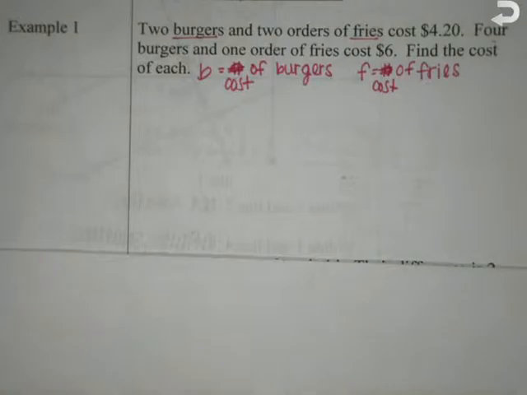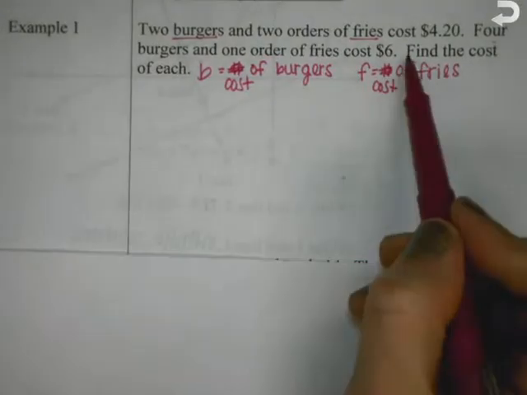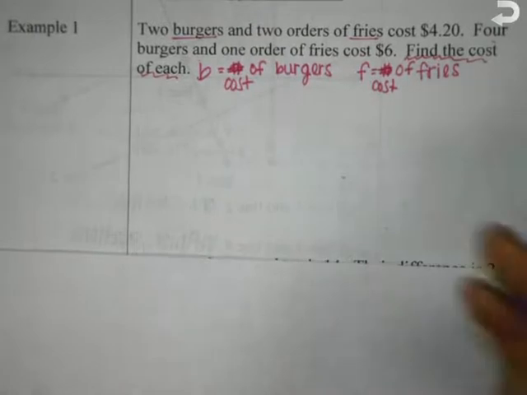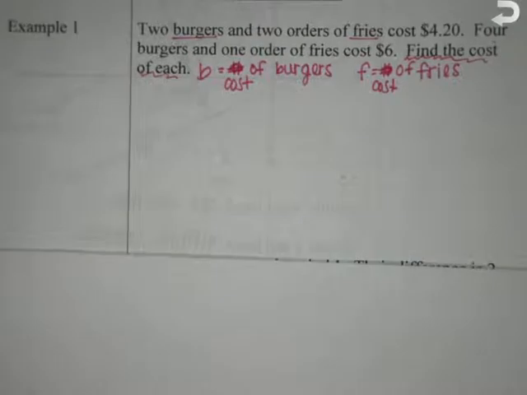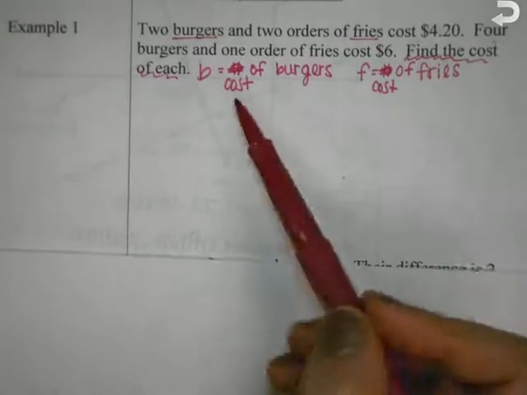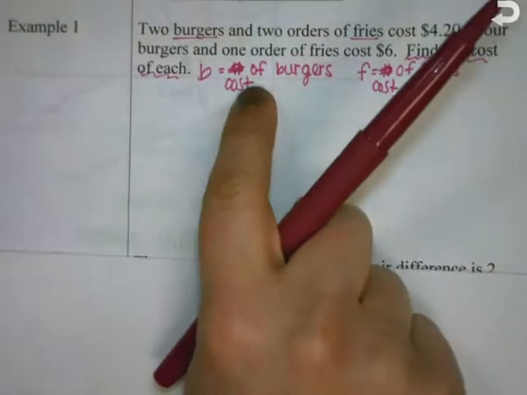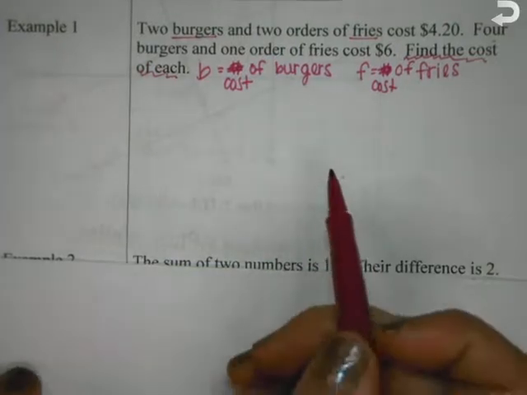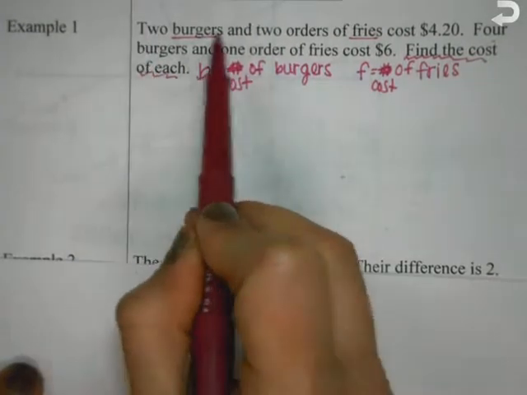So that last sentence, find the cost of each, it'll tell you if you're working with amount or looking at cost. Okay? Some questions will ask you how many burgers. And some will ask you the cost of each. Whatever the question is, that's what we're looking at. Does that make sense? Okay, so next step is to write an equation from the first sentence. My first sentence says 2 burgers and 2 orders of fries cost $4.20.